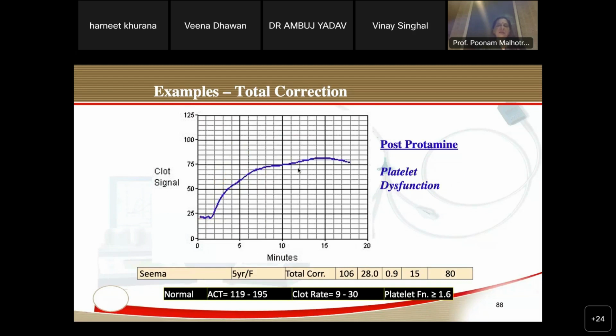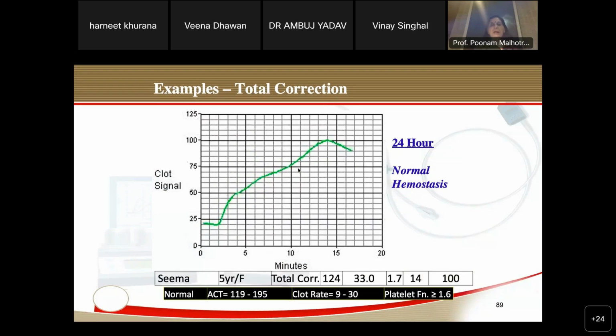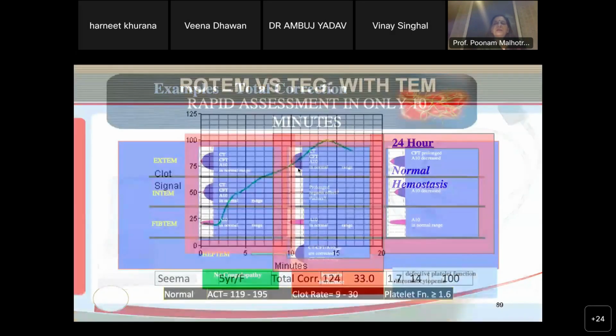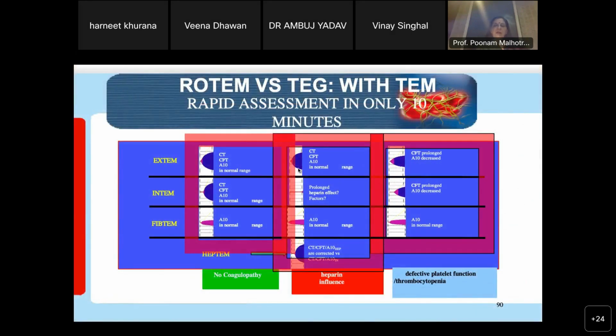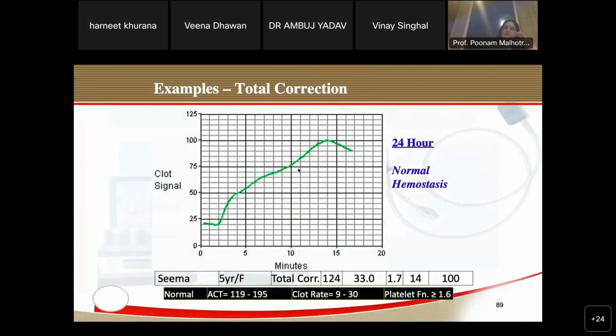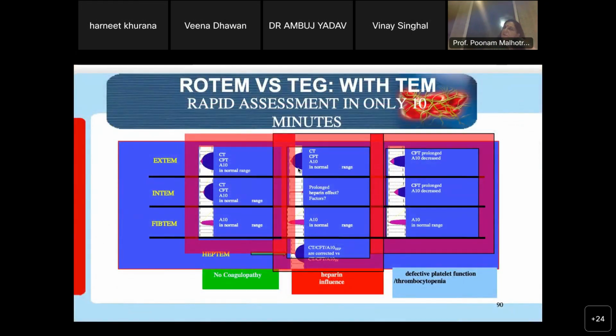Now here again, there is a broad plateau, and there is a prolonged CT. So this is again a platelet dysfunction. Give platelet concentrates post-protamine, and your patient will do well. Next, please. So again, another total correction at 24 hours, we saw good normal hemostasis with the peak coming slightly delayed, but it did come. Next. Now, those were sonoclot, which tells us beautifully about platelet function.